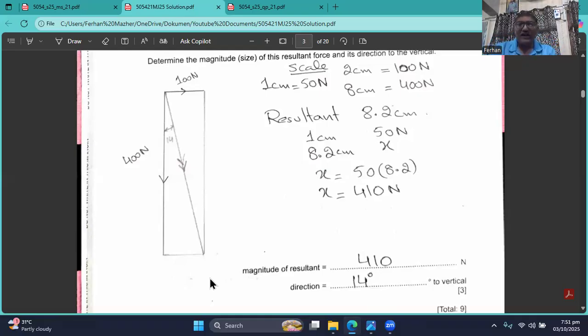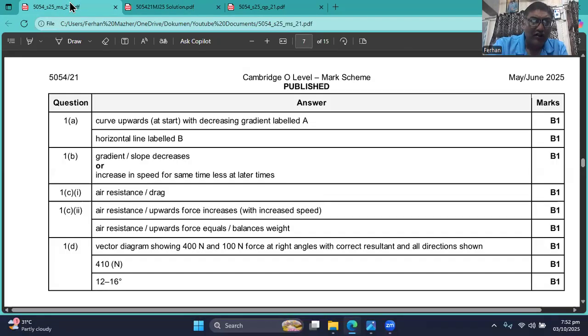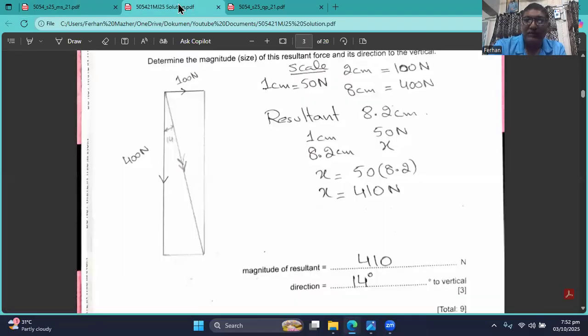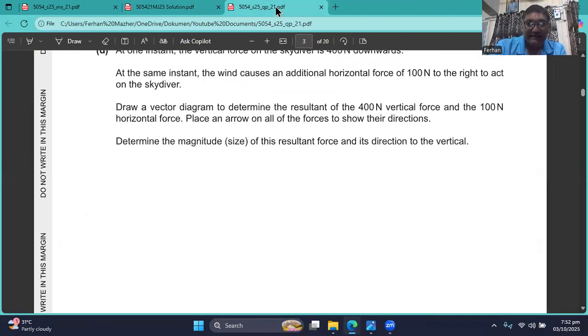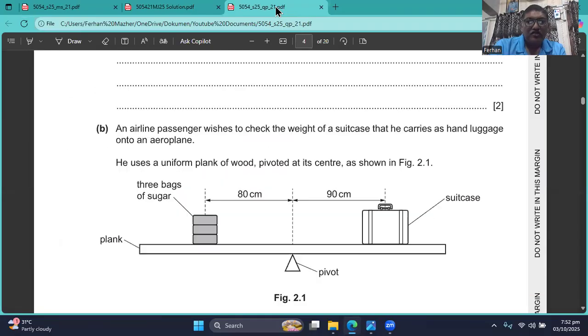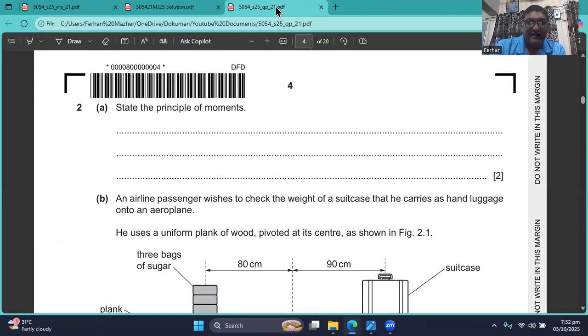You can also add two vectors with the triangular law. I have not used the triangular law, but you can also use this. Okay, so our answers, you can see here, the answers are right. This is how we use the parallelogram law to add two vectors. I hope you understand this. So question number 1 is completed.